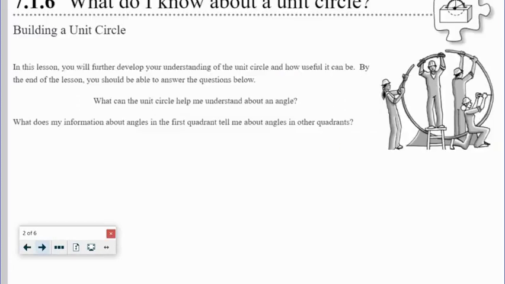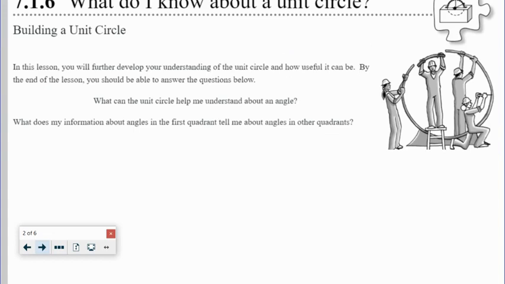Okay, all right, so let's get into 716. So today we're going to be really focusing on this unit circle. We're going to be building a unit circle using radians. So it says, in this lesson, you will further develop your understanding of the unit circle and how useful it can be. By the end of this lesson, you should be able to answer the questions below.